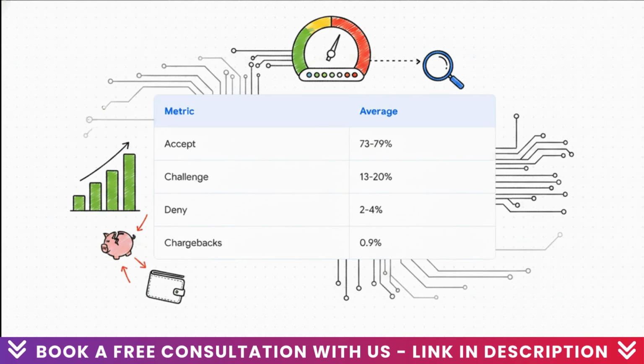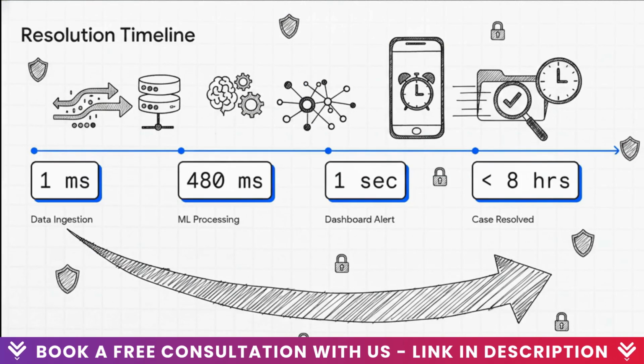If your dashboard shows metrics straying far from these averages, you know immediately that it's time to adjust your detection logic. This timeline is really the ultimate payoff of a modern architecture. When you assemble this entire pipeline, starting from a 1 millisecond data ingestion in Kafka, flowing into a 480 millisecond ML processing in Flink, resulting in a 1-second dashboard alert, the outcome is just phenomenal. We see a massive drop in total investigation times, from a sluggish 48 hours down to under 8 hours. Analysts have all the enriched data, the graph visualizations, and the risk scores they need the exact moment they open the case.